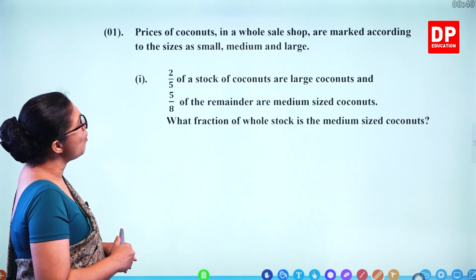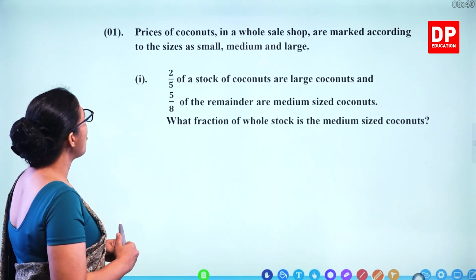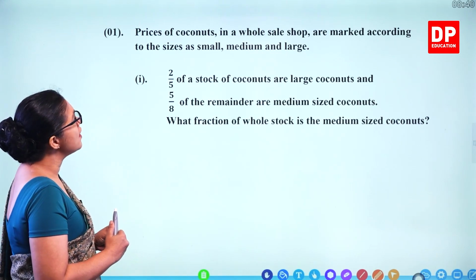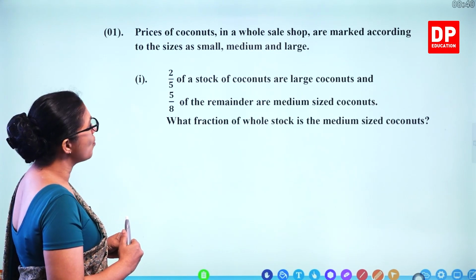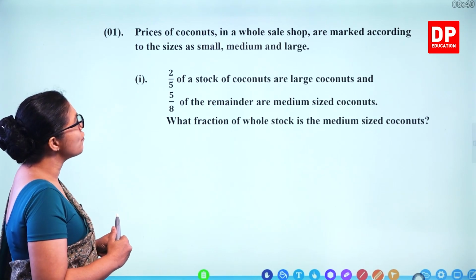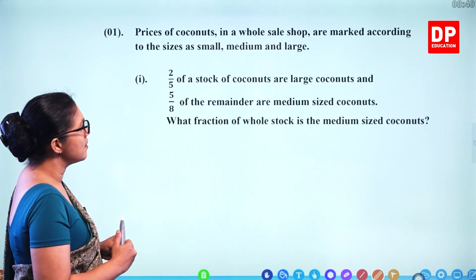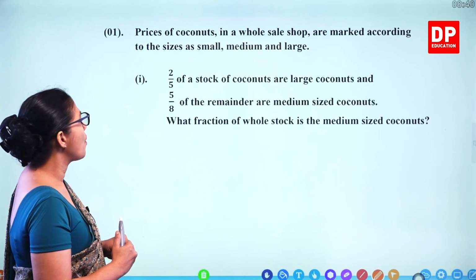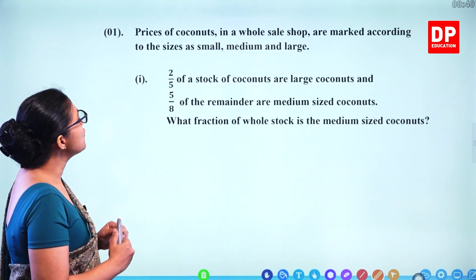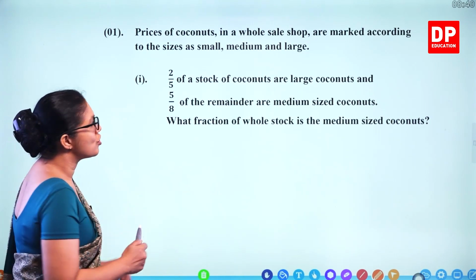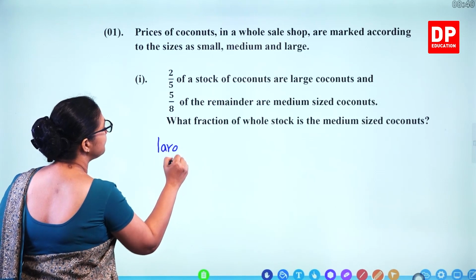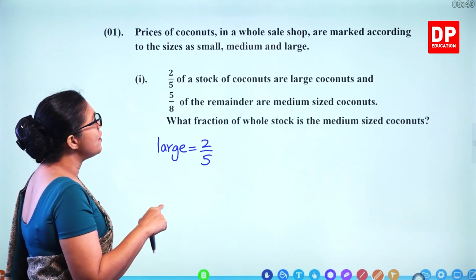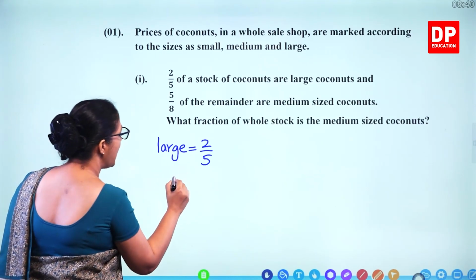Prices of coconuts in a wholesale shop are marked according to the sizes as small, medium and large. 2/5 of a stock of coconuts are large coconuts and 5/8 of the remainder are medium-sized coconuts. What fraction of the whole stock is the medium-sized coconuts? So 2/5 of a stock of the coconuts are large. So large ones, 2/5. 5/8 of the remainder. So what's the remainder?